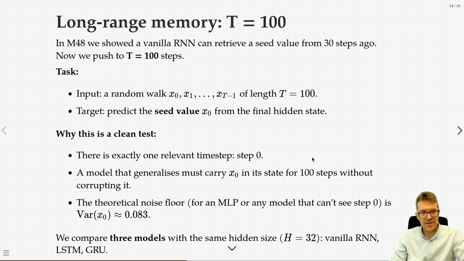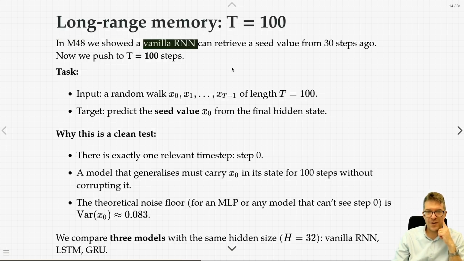So, a couple of worked examples. In the previous module, I showed how vanilla RNNs can retrieve the seed value, the value at x sub 0 from 30 steps, compared to a windowed MLP. And we won, right? So vanilla RNNs did do better, and were able to solve that problem. But what if we went to longer term memory, right? What if we went back to 100 steps instead of 30 steps? Same task, the only thing that's changing here is the value of big T, okay?